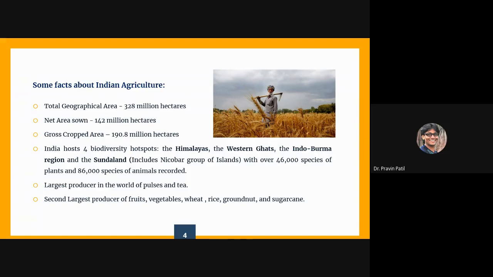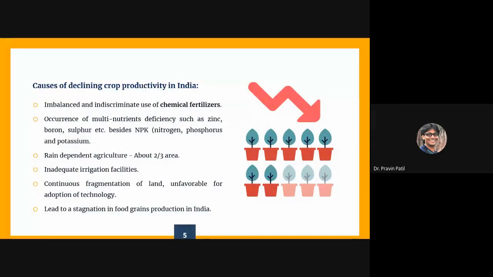However, this high biodiversity also brings a challenge of soil fertility that needs to be addressed considering the current scenario of global warming and pollution. India is also the second largest producer of fruits, vegetables, wheat, rice, groundnut, and sugarcane. So you can imagine, since we are the second largest producer, the whole resources and technology should be directed toward the betterment and efficient enhancement of the agriculture sector. However, there are some critical challenges that we need to address, considering the current scenario.